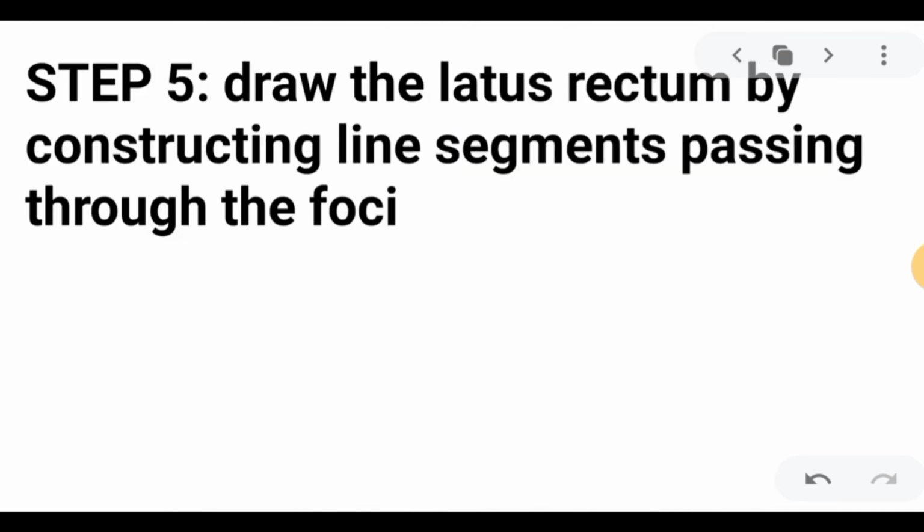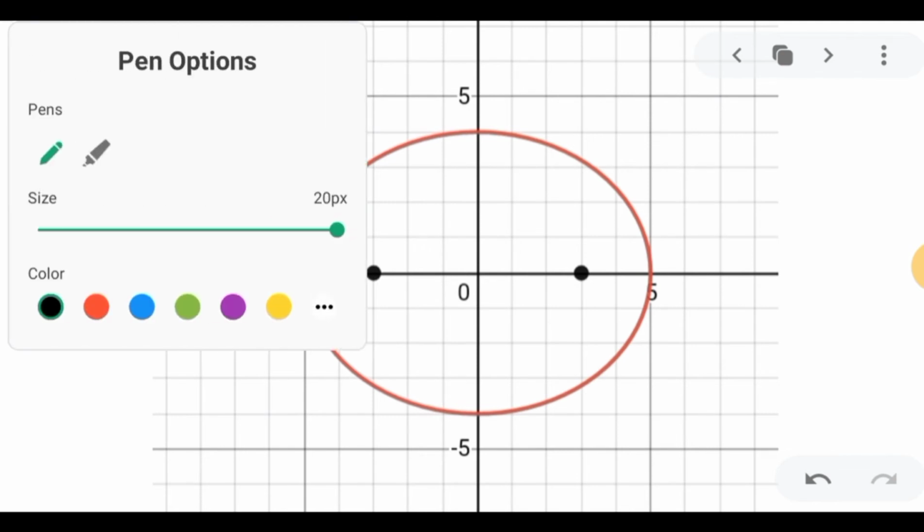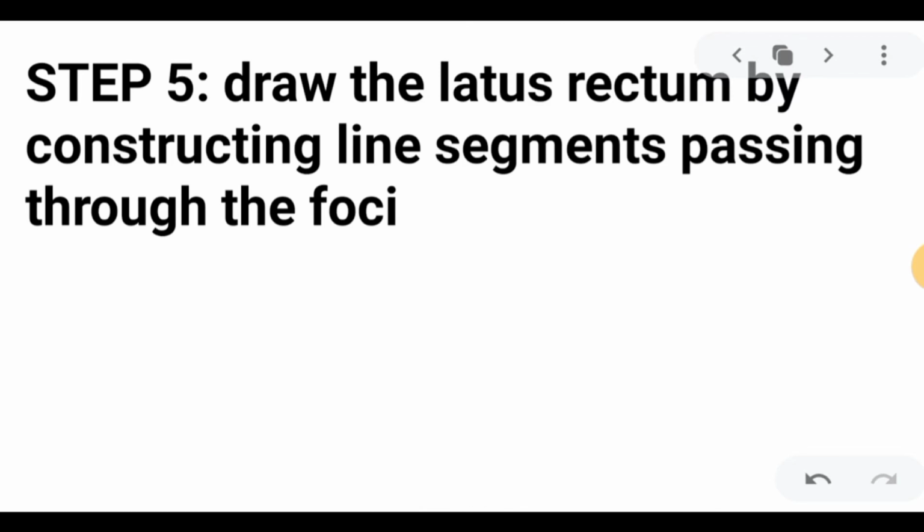The next step that you need to do is draw the latus rectum by constructing line segments passing through the foci. So we will draw line segments that pass through the foci. To draw that, this is your foci. Remember, this is your foci. So we just draw line segments there, like that. Oops, it's not even. Okay, so that is your latera recta or latus rectum.